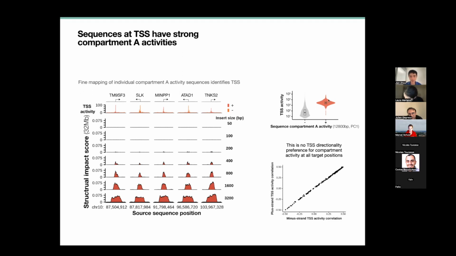This is an overall summary showing that the sequence with compartment activity is more than 2 orders of magnitude stronger in TSS activity than the sequence without it. We also looked at whether the direction of transcription matters, and it turns out, at least according to the model, that it does not. For all of the target sites, it does not matter whether the transcription start site is transcribed in this direction or the other direction. In the same target location, they have the same amount of activity in changing the 3D genome.